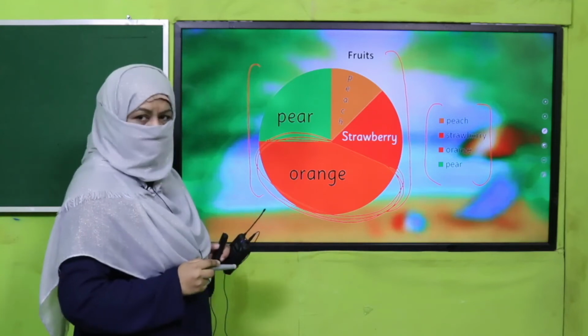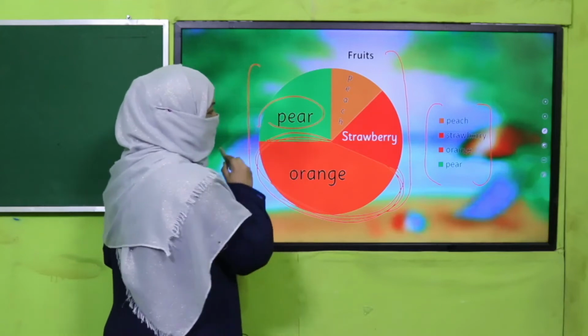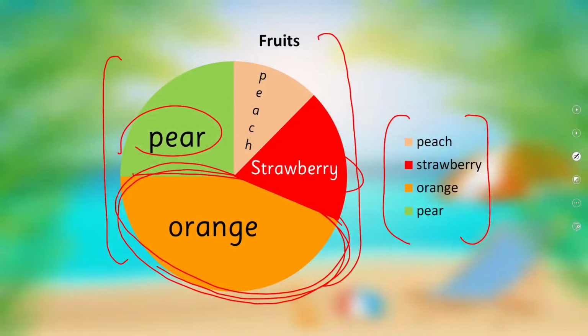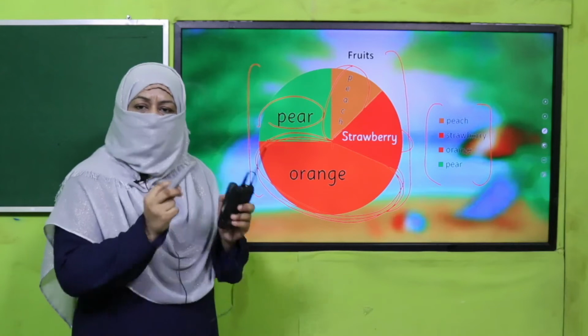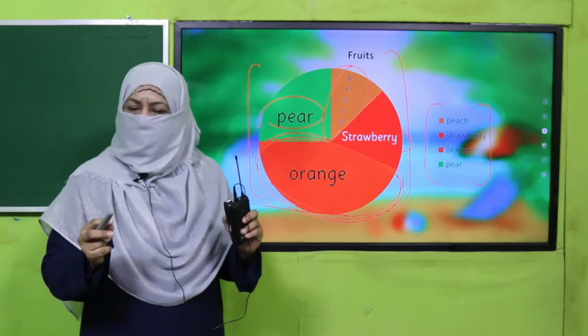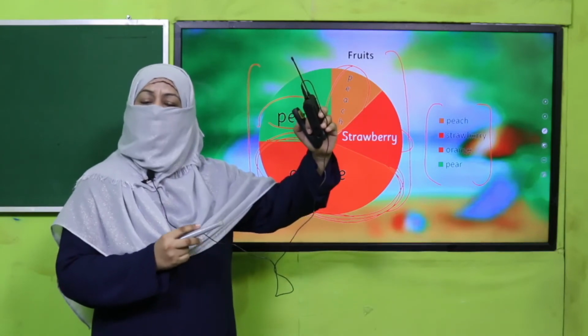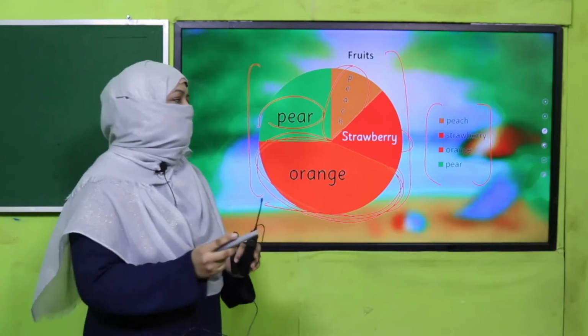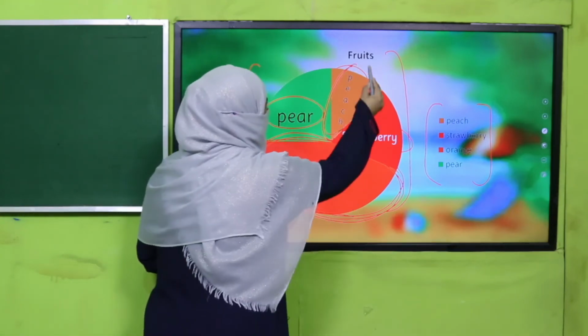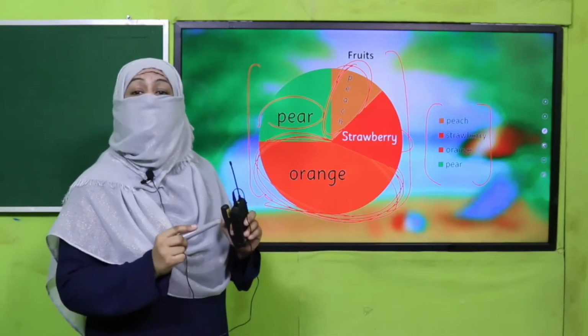What comes next? Look at this pie chart carefully. What comes next? That's pear. Good. What comes after pear? That's strawberry. And what is the least number? That's peach. This is how we read. When we read a chart, we can compare the information. So whatever the form of chart is, the highest number will cover the maximum portion, the lowest number will cover the minimum portion. Here, peach is covering the minimum portion and orange is covering the maximum portion. Do you understand? This is how we read it.